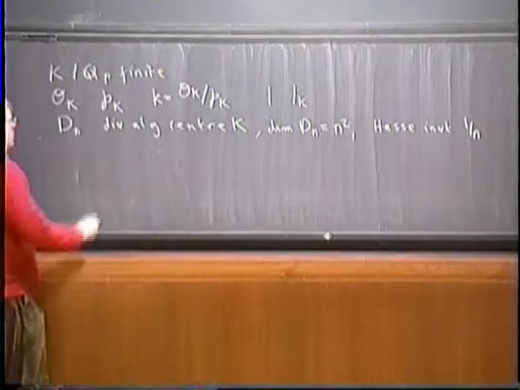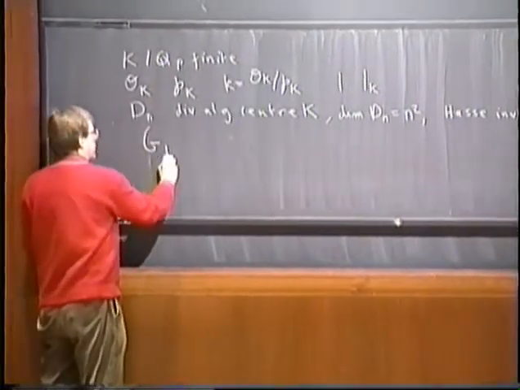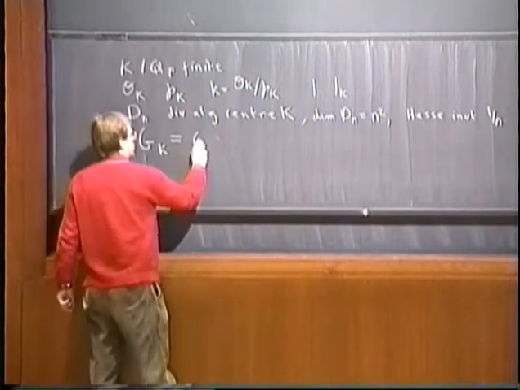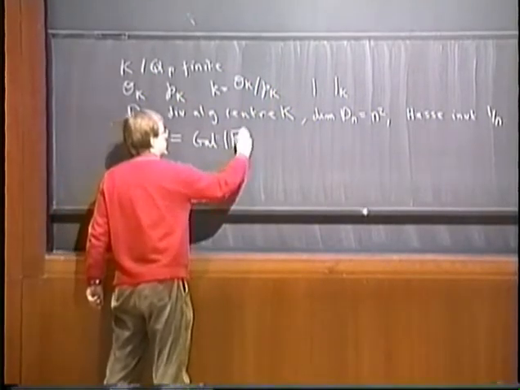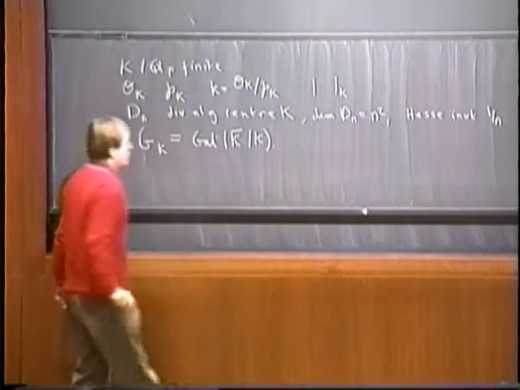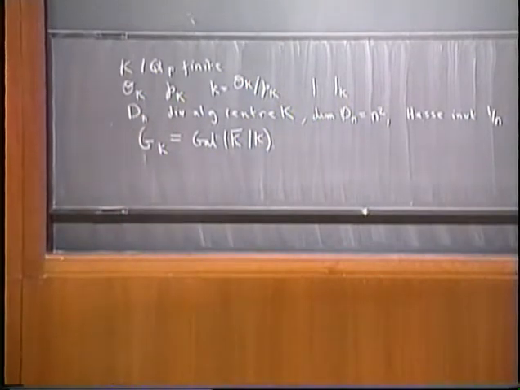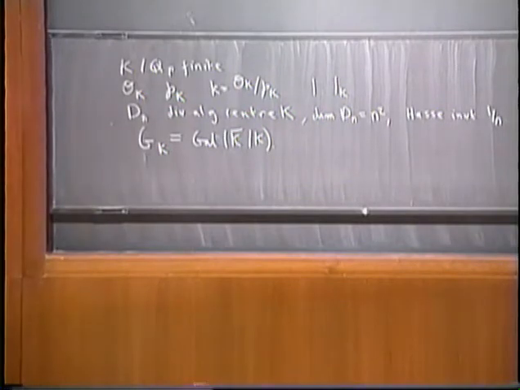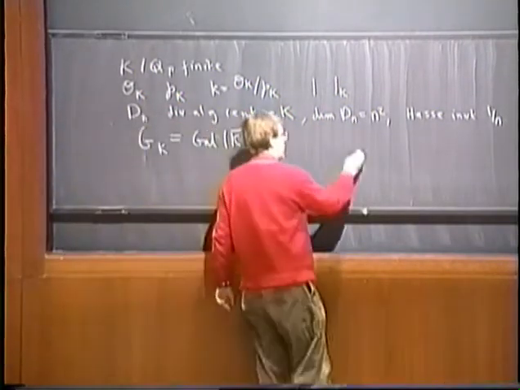And then, perhaps most importantly, the absolute Galois group of K. All right, G for the Galois group of the algebraic closure of K over K. In fact, I'm going to want certain variants of this group, so let me quickly remind you about what they are.